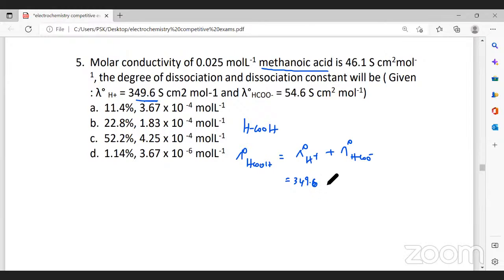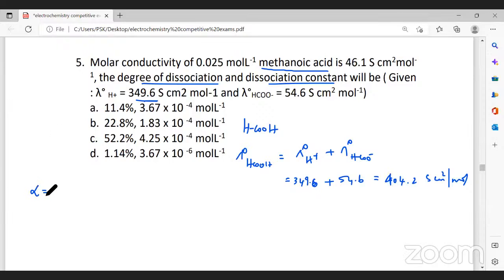349.6 plus for formate ion, they have given 54.6. That will be equal to 404.2 Siemens centimeter square per mole. Now, what are they asking you to calculate? They're asking you to calculate the degree of dissociation and the dissociation constant.